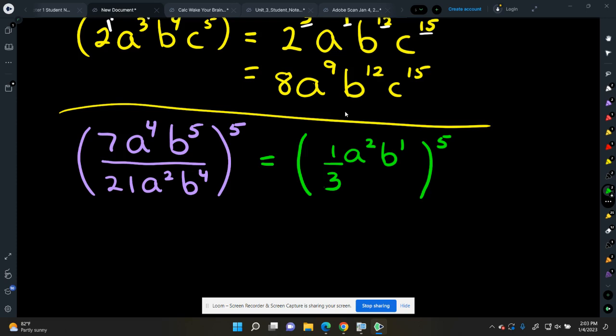Okay. We're distributing the exponent. What's the exponent of this 1? 1. What's the exponent of the 3? 1. Okay. Now let's multiply by the 5. I'll give you just a few seconds to do that. Multiply your exponents times the 5.